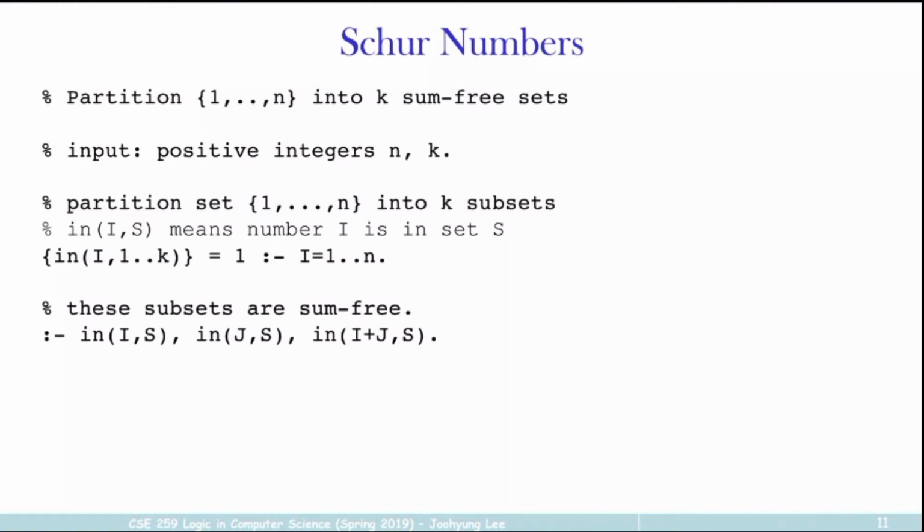So the first rule is saying you are given the numbers from 1 to n. Just throw each number into one of the buckets. After that, you eliminate those cases where the set is not sum free. Then the remaining cases are the solutions to the Schur number problem. Each set is sum free, and the numbers from 1 to n are partitioned into k different buckets.